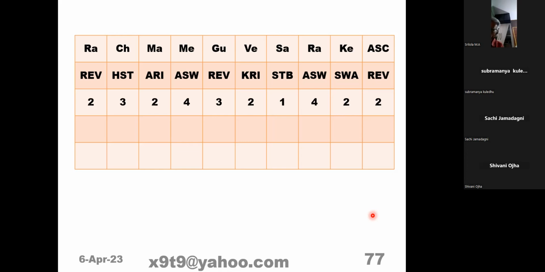Now Mercury is in Ashwini Nakshatra. And Ashwini is Purna Nakshatra. It comes in the Mesha Rashi. So in Mesha, you write Buddha or Mercury.